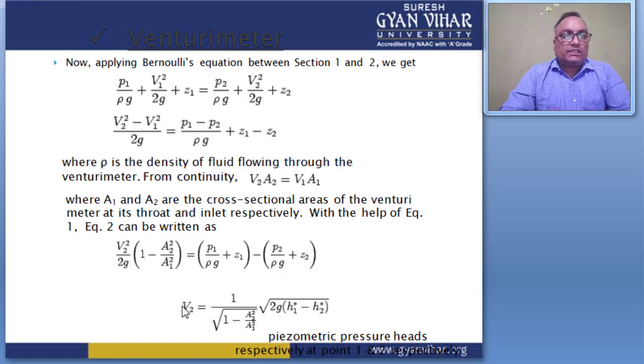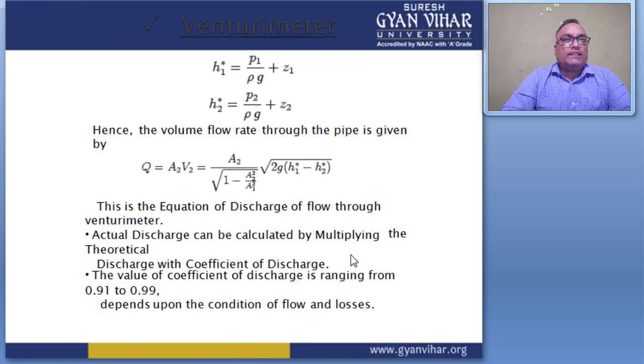Then by the mass flow rate, m equal to rho A V, put the value of V2 in this mass flow rate equation. This gives the mass flow rate through the pipe, where H1 star equals P1 by rho g plus Z1, and H2 star equals P2 by rho g plus Z2. Hence the volume flow rate through the pipe is given by Q equal to A2 V2, equal to A2 by square root of 1 minus (A2 square by A1 square), into square root of 2g (H1 star minus H2 star).